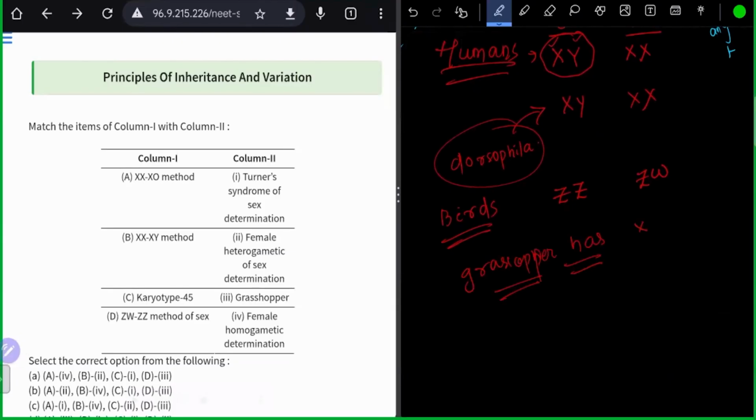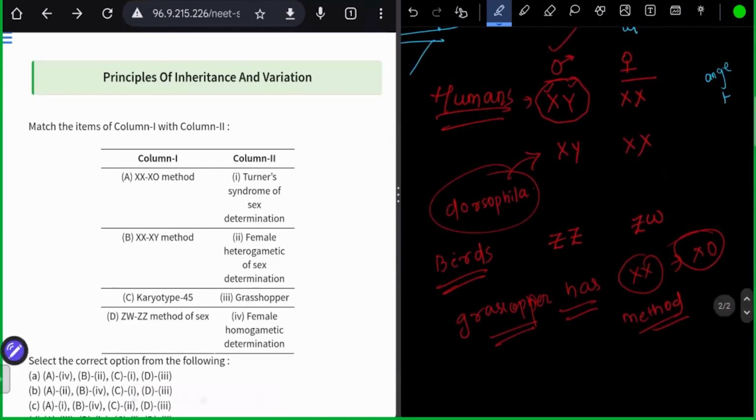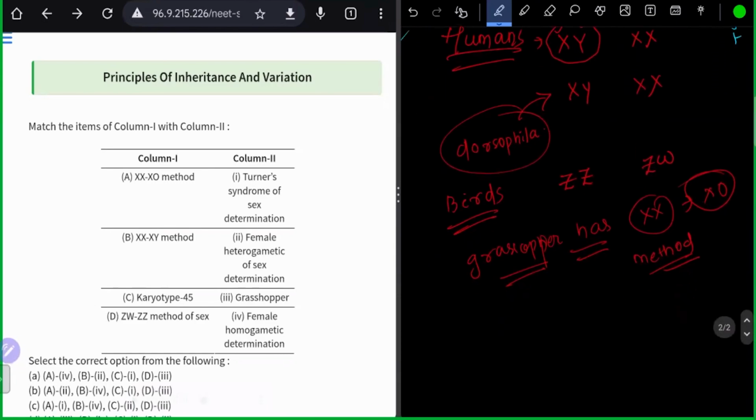Okay, so grasshopper has XX and XO method. Again, XX-XO method you will find in grasshopper. Karyotype 45 you will find in Turner syndrome. Okay. Then XX-XY you will find in female homogametic, which is seen in humans and Drosophila. And ZZ-ZW you will see in female heterogametic sex determination, which is present in birds.